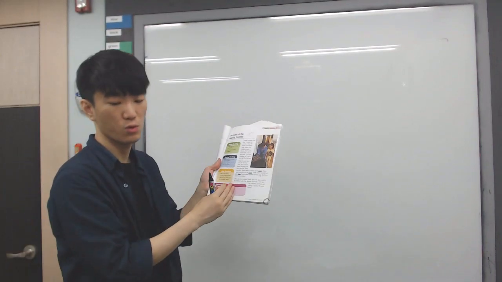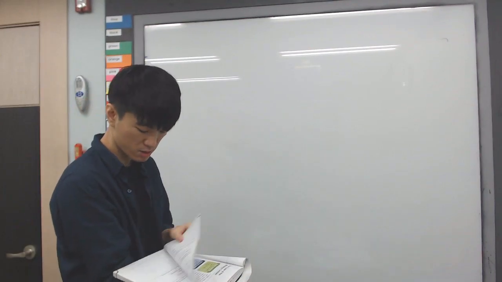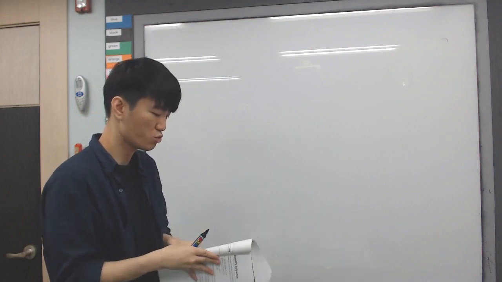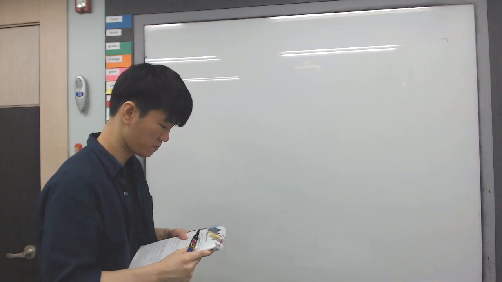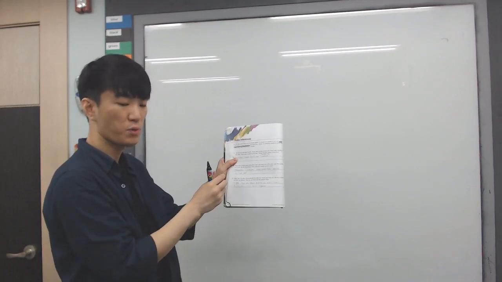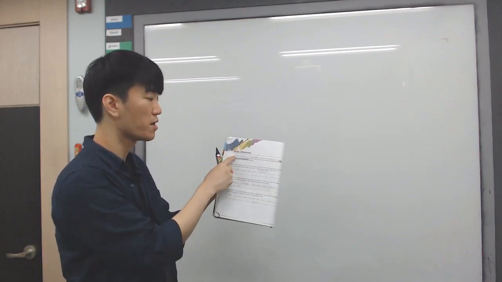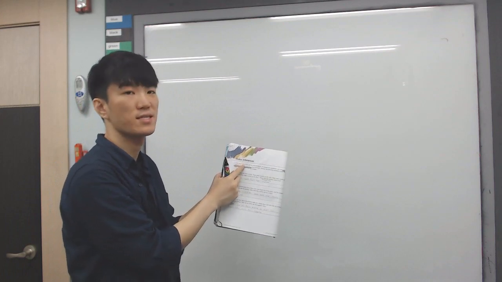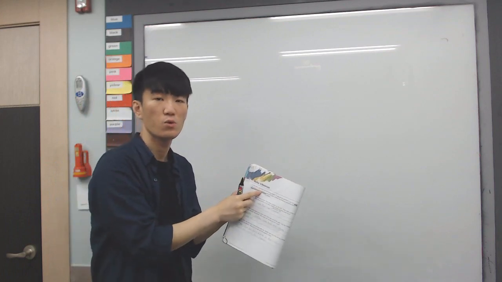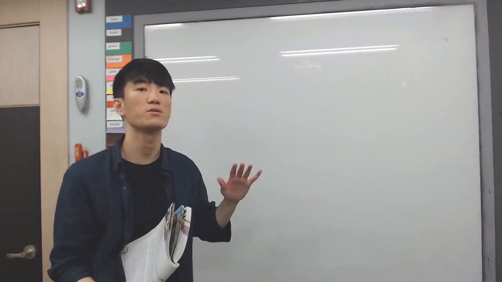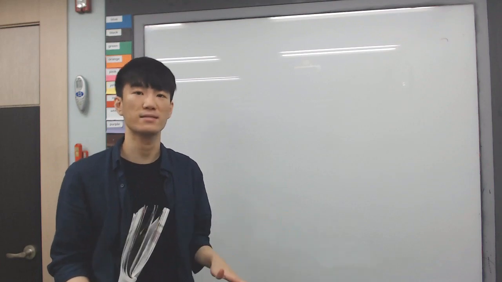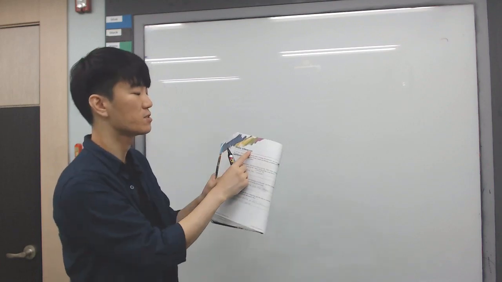Okay, so let's move on to next page, 42. So page 42, the title is Make Inferences. So what is inference? Inference means to guess what happens, or to guess what happened in the past. That is inference, based on some stories.